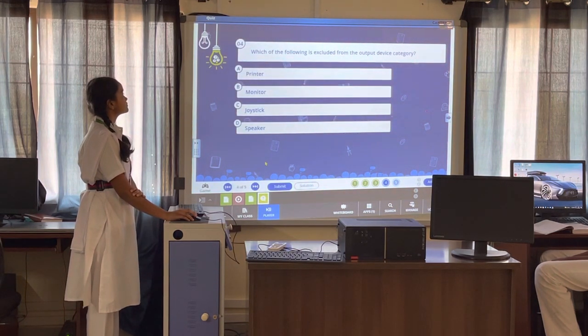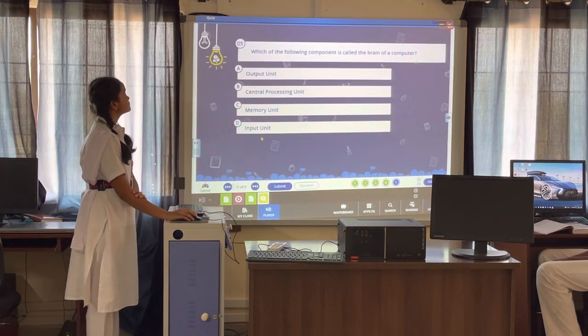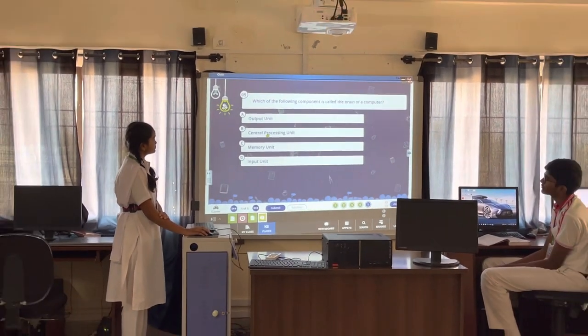Which of the following is excluded from the output device category, which is not part of the output category? Joystick. Then what is the joystick? Input. Which of the following components is called the brain of the computer? Central processing unit.